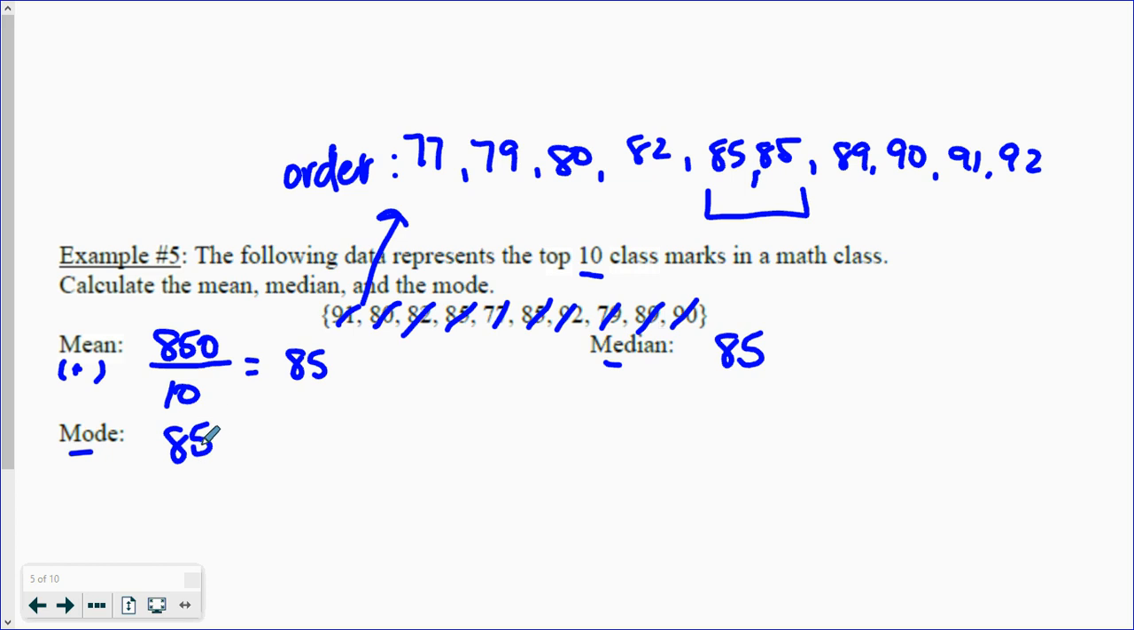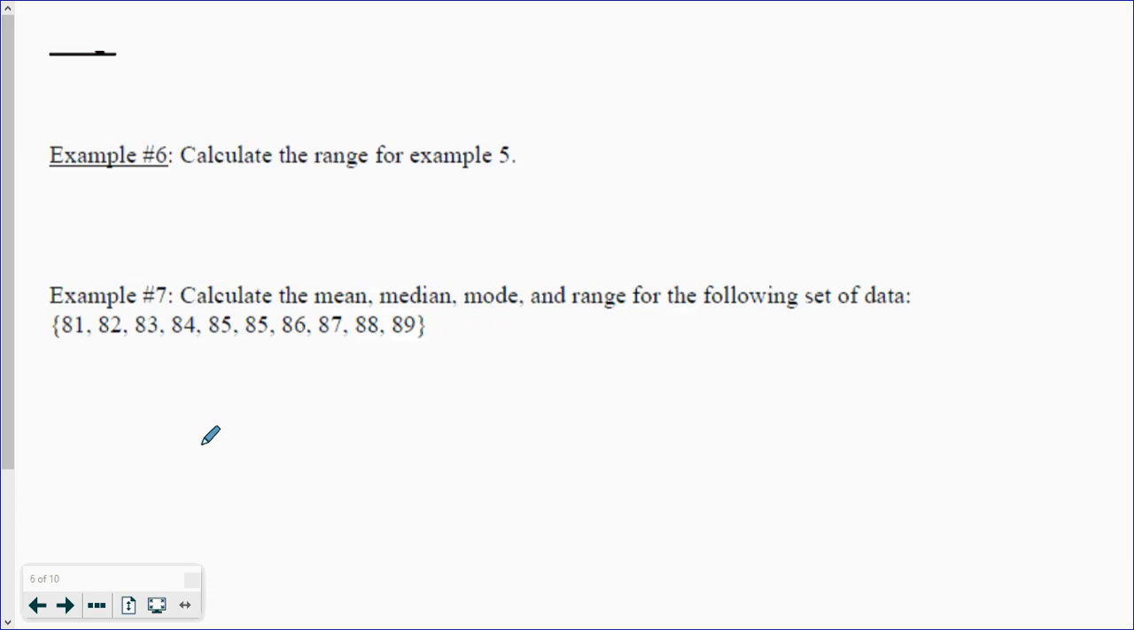So the last definition that we need for measures of central tendency is the range. So the range is the difference between the maximum and minimum value in a data set.